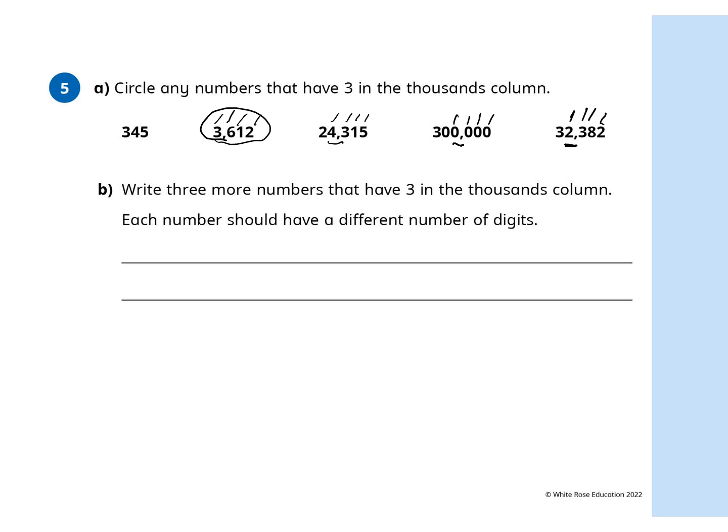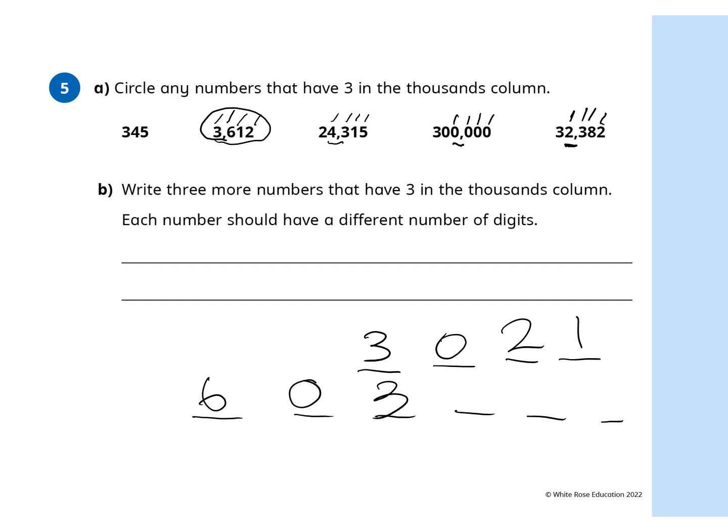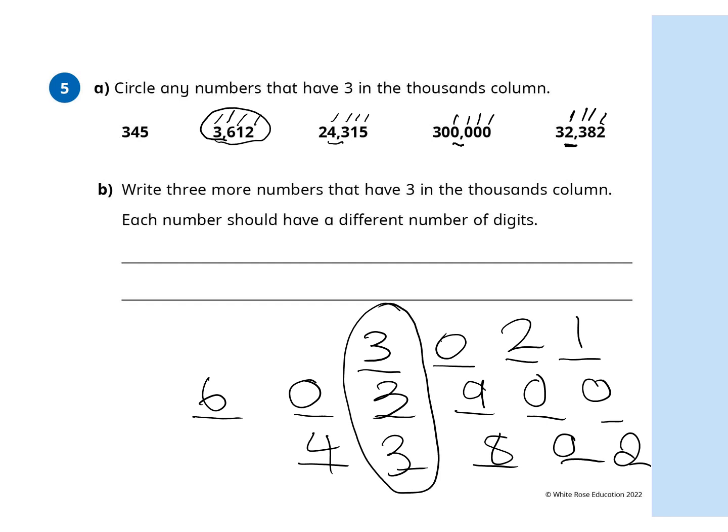Write 3 more numbers that have 3 in the thousands column. So we know it's the 4th digit from the back, so we put a 3 in there already. So you can have 321. You can have a larger number. So we still have 3. You can have 603,000 and then 900. Or you could have 43,802. They all have 3 in the thousands column.